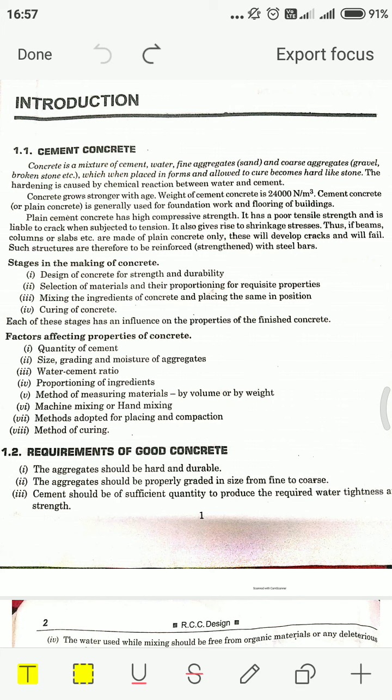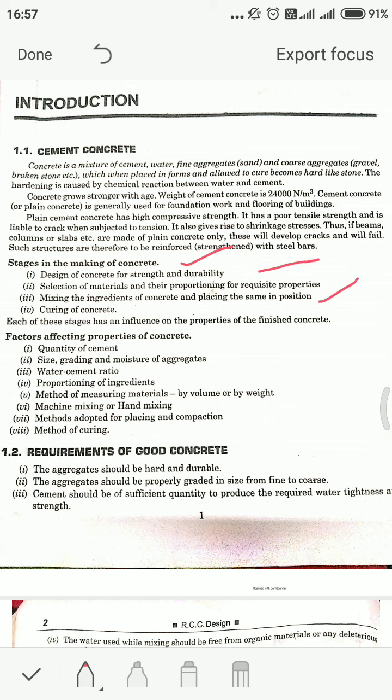Stages in the making of concrete. There are the following stages in the making of concrete: the design of the concrete for strength and durability, selection of the material and the properties of the required material, mixing the ingredients of the concrete and placing it in position, and curing of the concrete. Next, we are going to discuss the factors affecting the properties of the concrete.